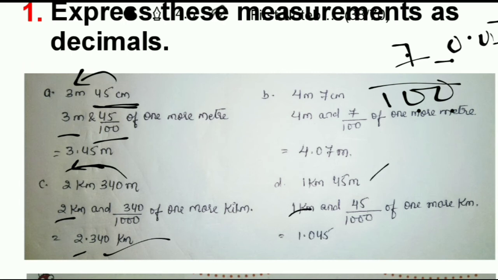Then 1 kilometer 45 meter. So 1 kilometer remains the same and 45 meter is 45 upon 1000 of one kilometer. 45 has two digits but we want three digits. So what can we do here? Before the 45 we can put a 0, then the decimal, then 1. So the answer will be 1.045 kilometer.